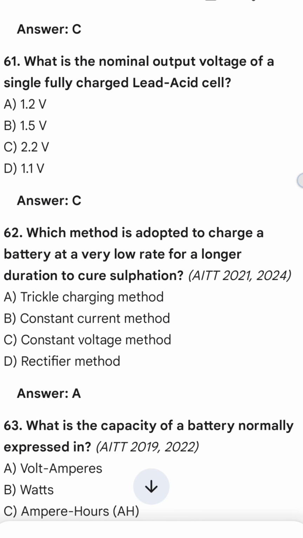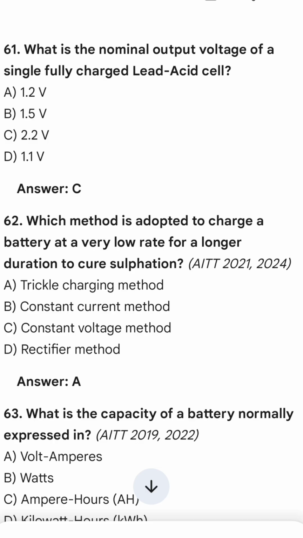Question number 61. What is the nominal output voltage of a single fully charged lead acid cell? Option A, 1.2 volt. Option B, 1.5 volt. Option C, 2.2 volt. And option D, 1.1 volt. Option C, 2.2 volt is the correct answer.